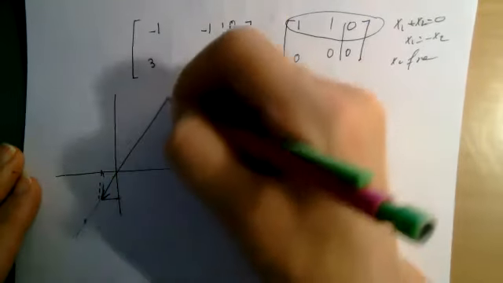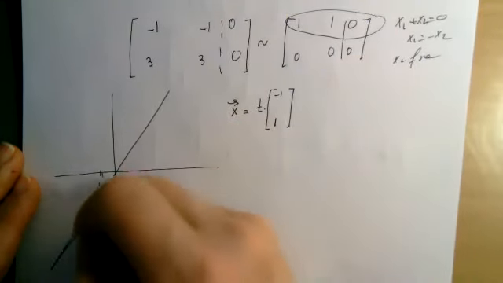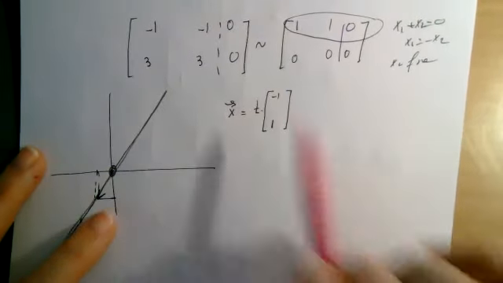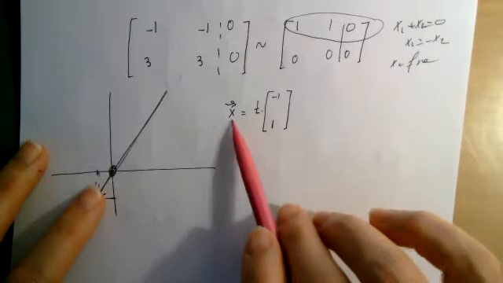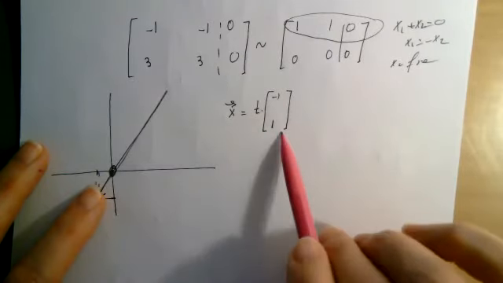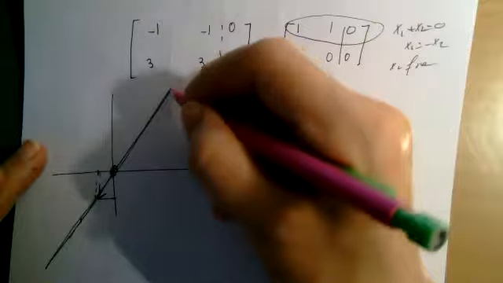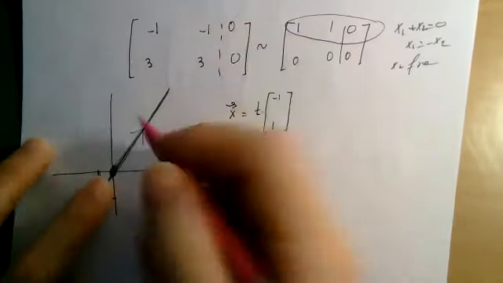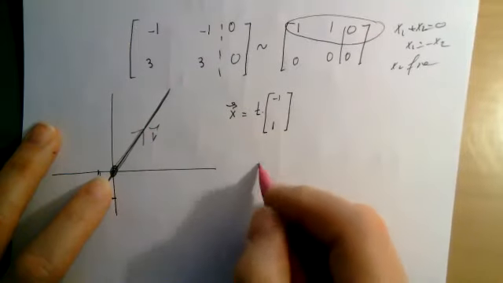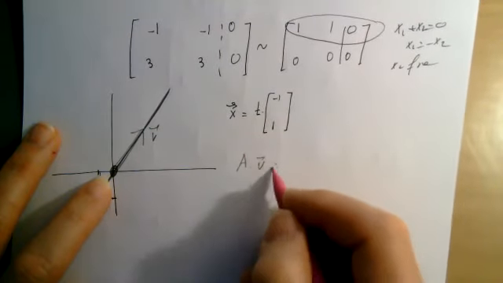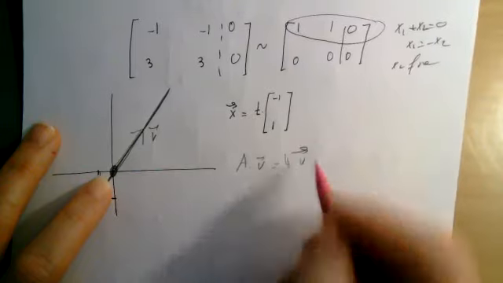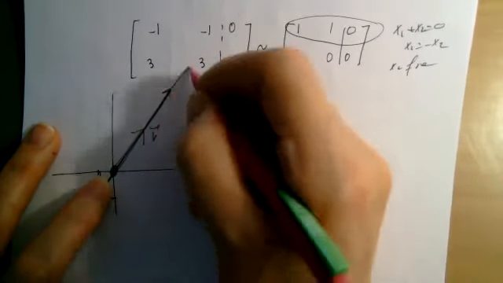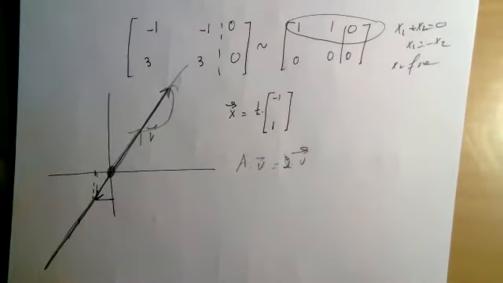A will stretch, if I take anything here on this line, because the eigenvectors are all the vectors that are a scalar times minus 1, 1. It means if I take any vector on this line, I pick an arbitrary vector, and I multiply it by A, I will get 2 times this vector. So A will stretch it by a little bit. This will go to here.